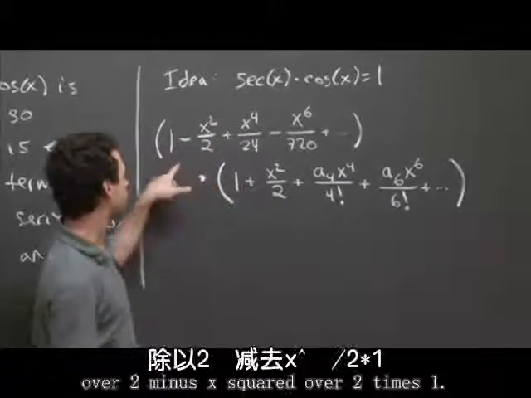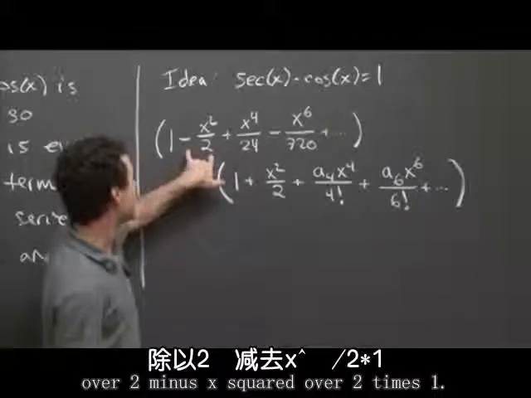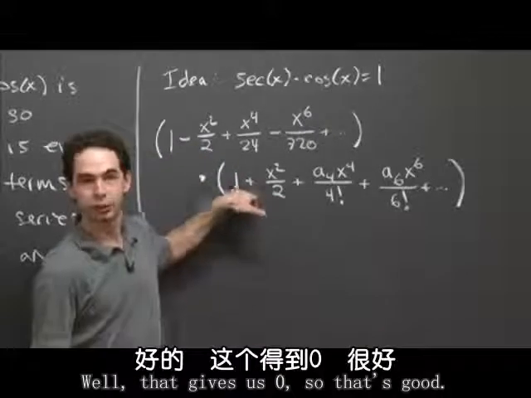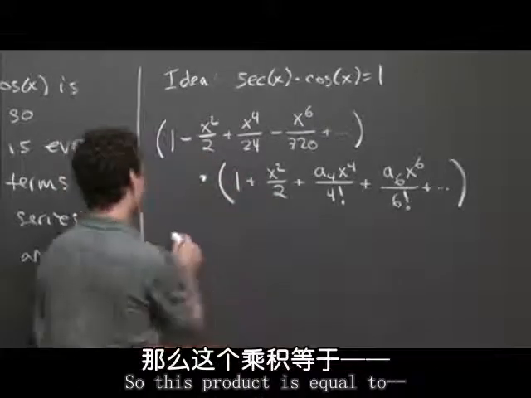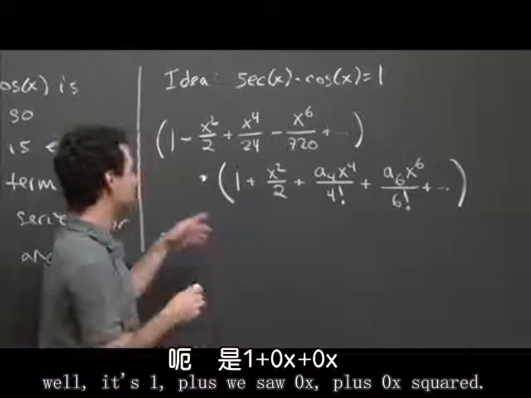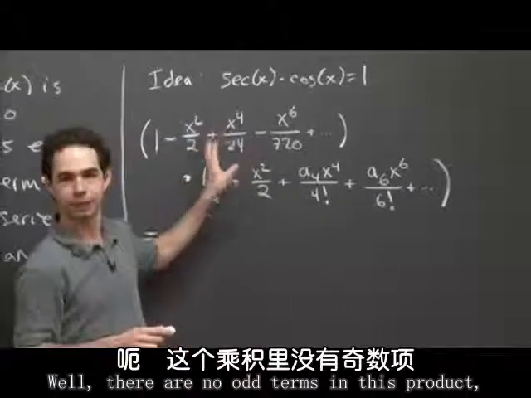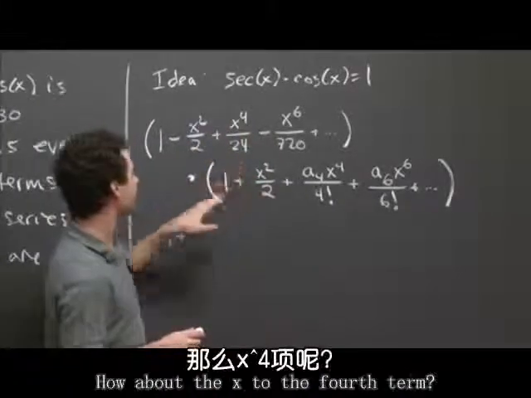The x squared term here is 1 times x squared over 2 minus x squared over 2 times 1. Well, that gives us 0. So that's good. So this product is equal to 1 plus 0x plus 0x squared. How about the x cubed term? Well, there are no odd terms in this product, so there's no x cubed. How about the x to the 4th term?